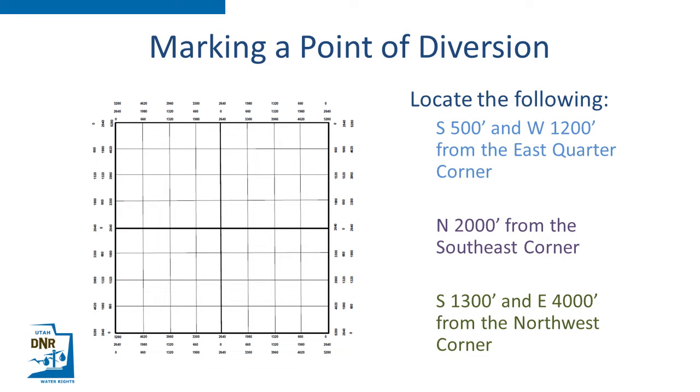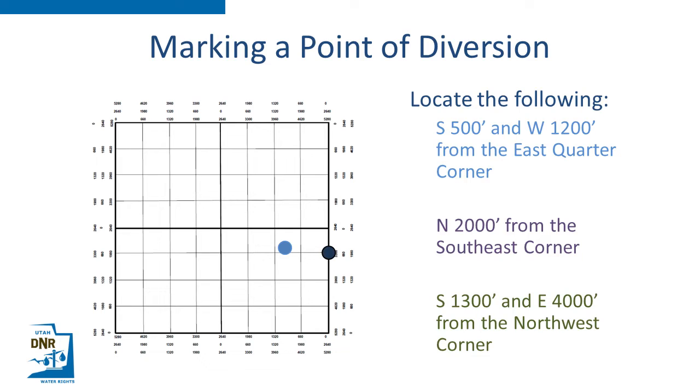If we are trying to locate a point south 500 feet and west 1,200 feet from the east quarter corner, first we start from the appropriate section corner, then measure the 500 feet south, and then the 1,200 feet west. For another example, to locate a point at north 2,000 feet from the southeast corner, start at the southeast corner, measure due north for 2,000 feet.